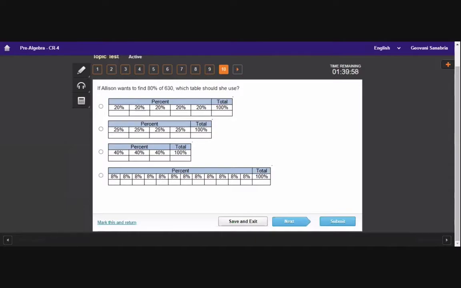If Allison wants to find 80% of 630, which table should she use? So I think for the tables, all of the percentages have to add up to 100%. So 20, 2, 4, 6, 8, 10. And you have to be able to get to 80% with them. That 40% one then is wrong, right? Yeah, because it doesn't add up to 100%.